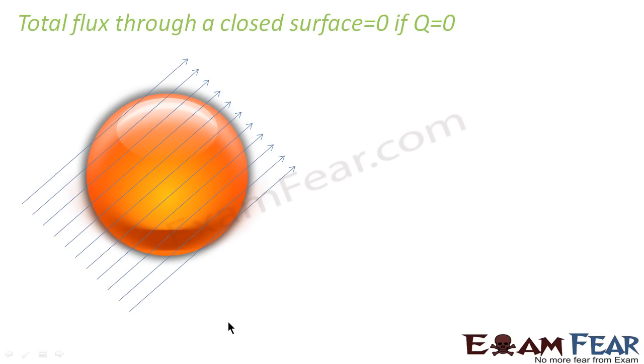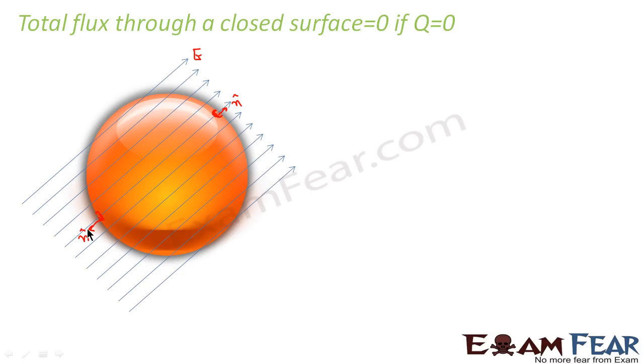Now since there are no charges enclosed by this closed surface, let us suppose the direction of electric field is as shown in the figure. At all the points on the surface of the sphere, the direction of electric field will remain the same. Now let us suppose I consider a particular element, say ds, at this point. The normal vector will be along this direction. If I consider a ds at this other point, the normal vector will be along this direction.